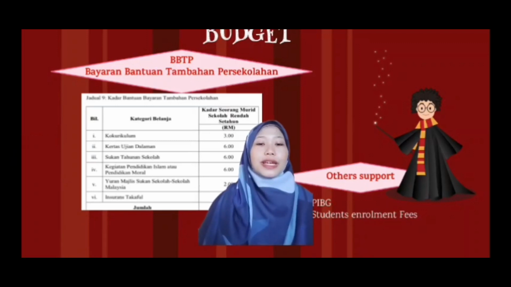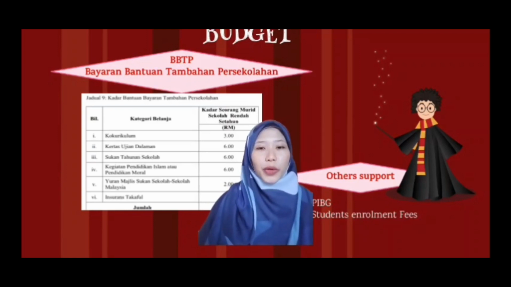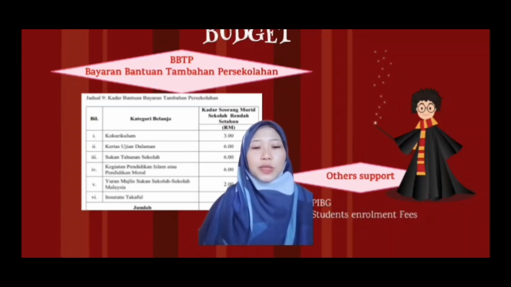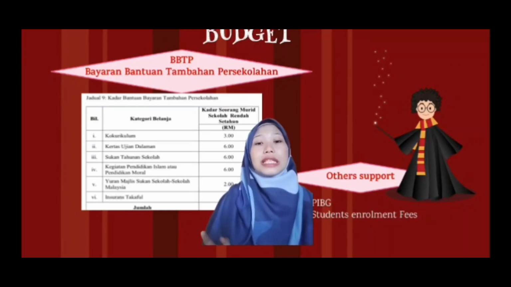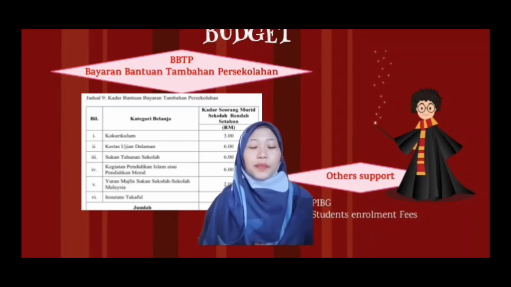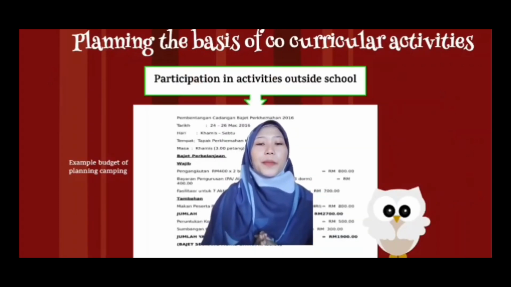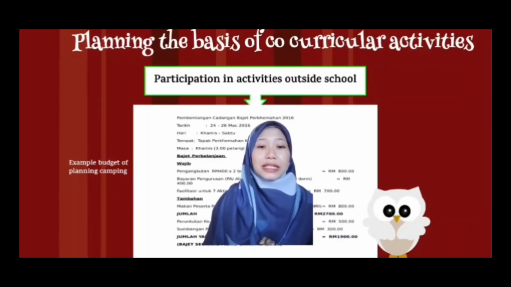Next, the schools also get financial support from students' fee enrollment in the uniform and bodies, club and association, and annual sports fee. The estimated average of fees collected from students is usually 10 ringgit per student. Now, okay, let's take a look at the example of budget for planning the basis of co-curricular activities.